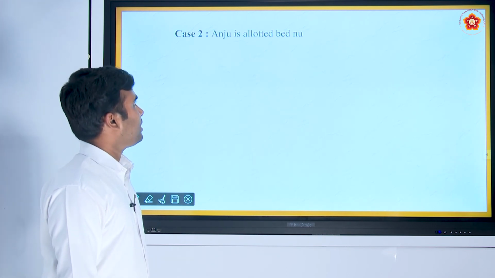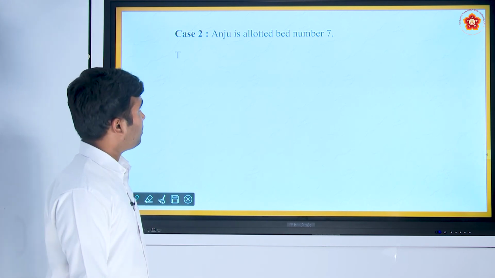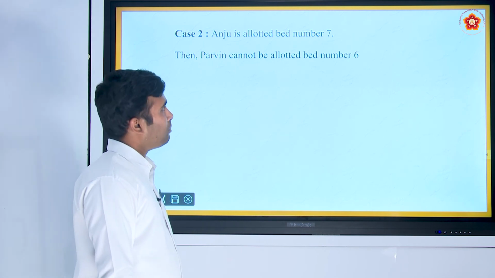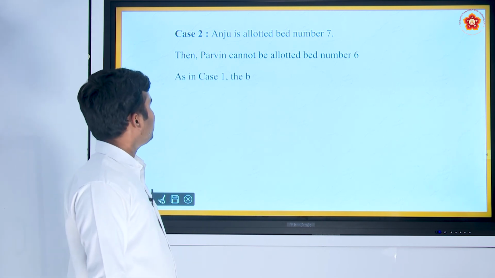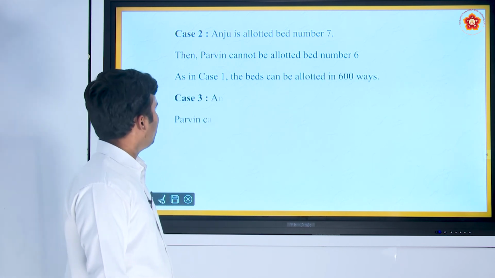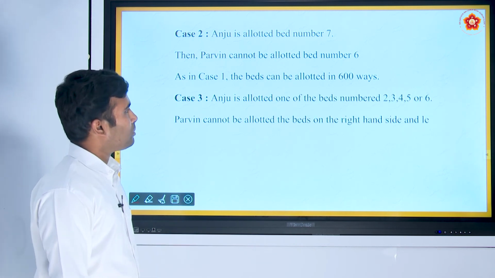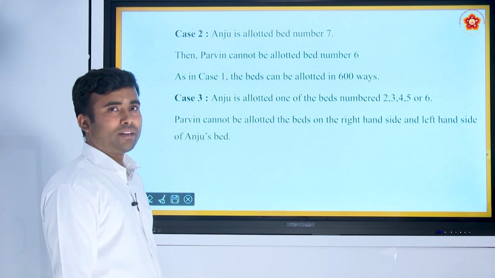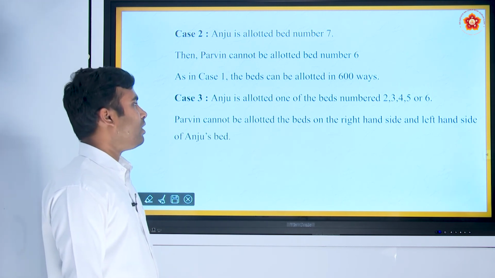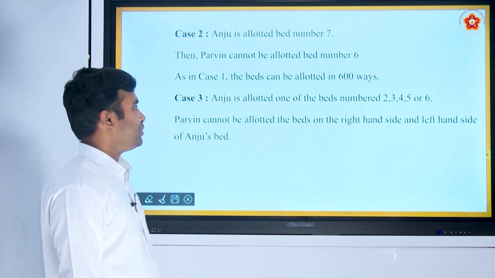And we will see case number 2. That is, Anju is allotted bed number 7. Then what will be the number of ways? It is similar to the first case. Parvin cannot be allotted bed number 6. In this case, as in case 1, the beds can be allotted in 600 ways. And we'll see case number 3. Anju is allotted one of the beds numbered 2, 3, 4, 5 or 6. Parvin cannot be allotted the bed on the right hand side or left hand side of Anju's bed.